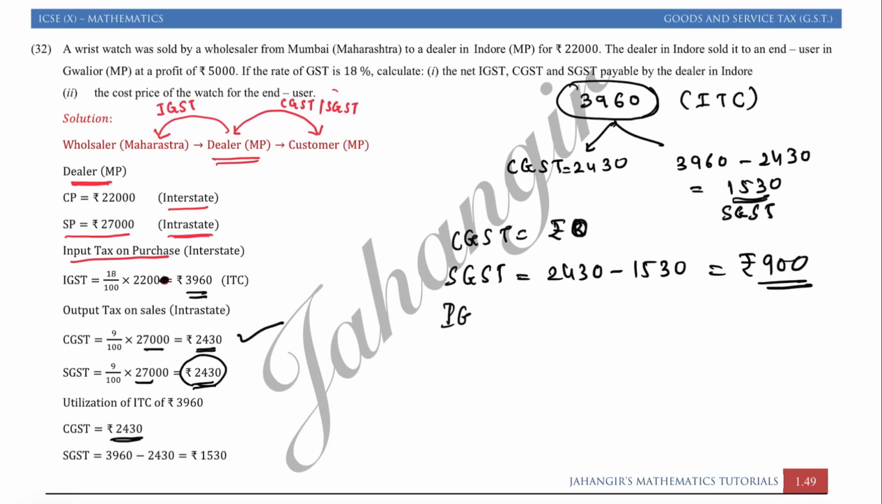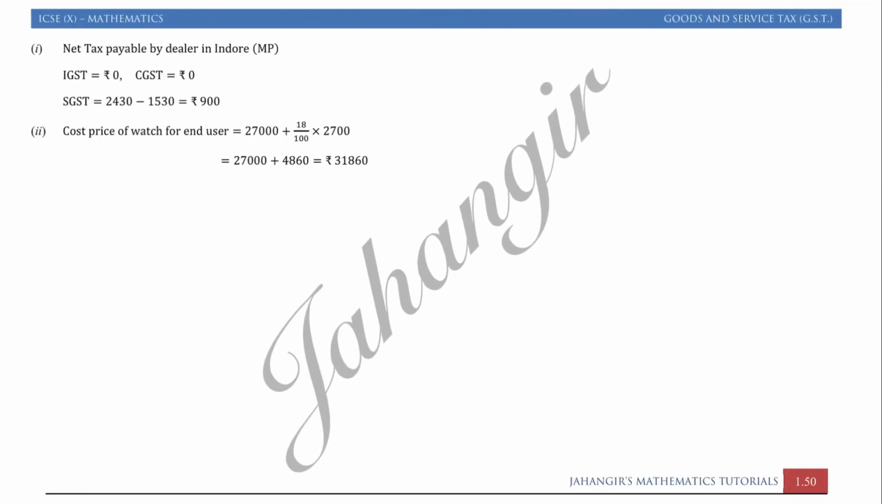Now IGST is obviously zero because the final transaction is intrastate, within the state. Now the customer has to pay rupees. So first we find the cost price of the watch is 27,000 and the tax on it. Tax is 18%, that is 4860. Either you can add CGST and SGST output tax, you will get the same value. So the addition of 27,000 and 4860 will give you 31,860. That will be the final price paid by the end user.